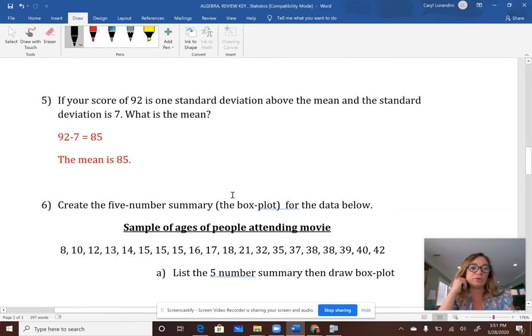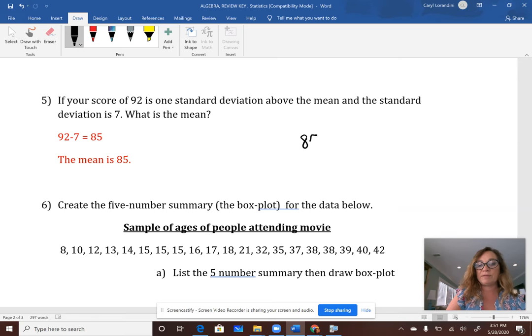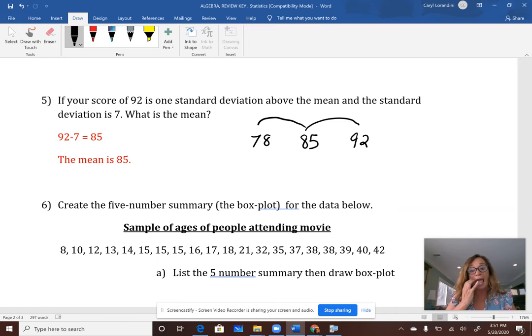If your score of 92 is 1 standard deviation above the mean and the standard deviation is 7, what is the mean? So the same idea, I subtracted the 7 from the 92, which brings me down to 85. So 85 is the mean. Once again, here's the mean. If I go 1 standard deviation above, I go to 92. If I go 1 standard deviation below, I go to 78. And that tells us that the majority of the people, approximately 64% of the people, have between a 78 and a 92. Okay?